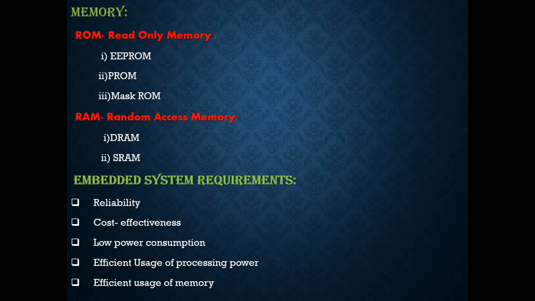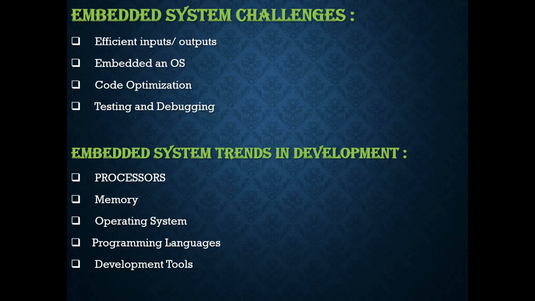Let us see about the embedded system requirements. First of all, the requirements are reliability, cost effectiveness, low power consumption, efficient usage of processing power, efficient usage of memory. When we are going to design an embedded system, there are some challenges. Efficient inputs and outputs are needed. Embedded OS, code optimization is mostly needed. Testing and debugging are the major system challenges.